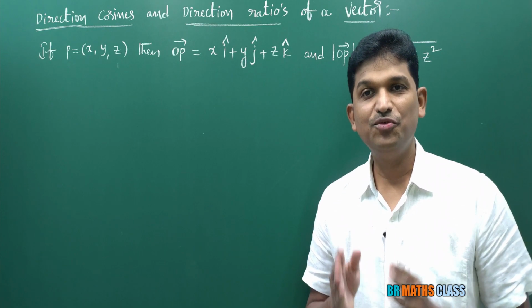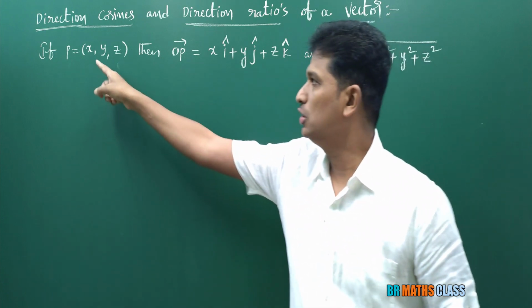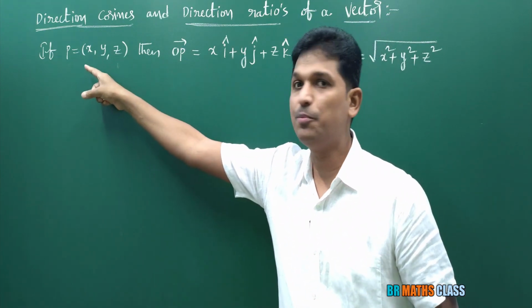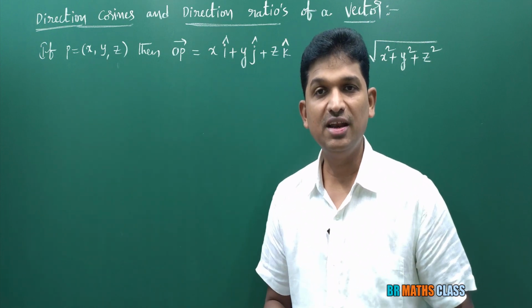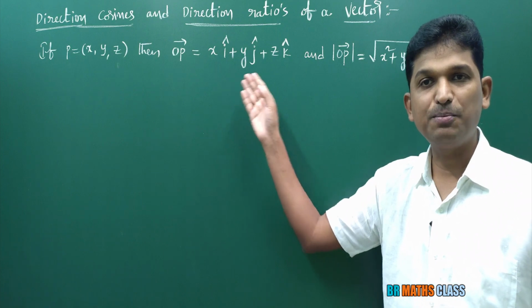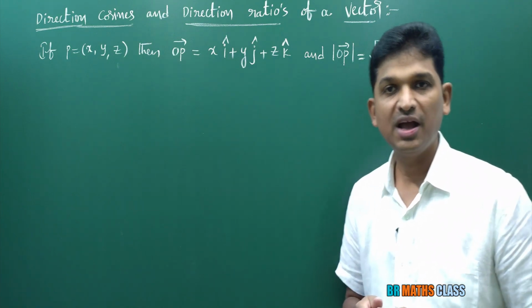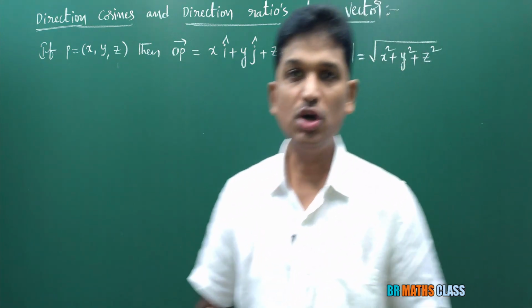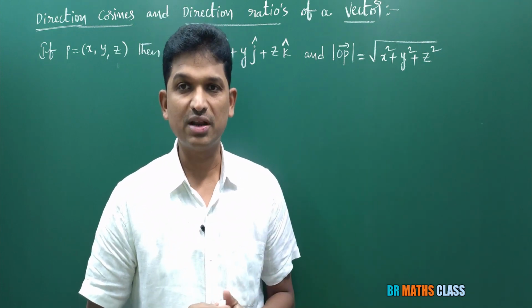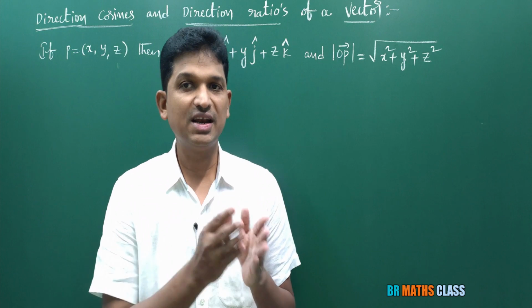In the last class, we learned about this. If P equal to (x, y, z) is a point in space, then we write OP bar as x i cap plus y j cap plus z k cap, and the magnitude of OP bar is root over x square plus y square plus z square. These things I explained in the last class.